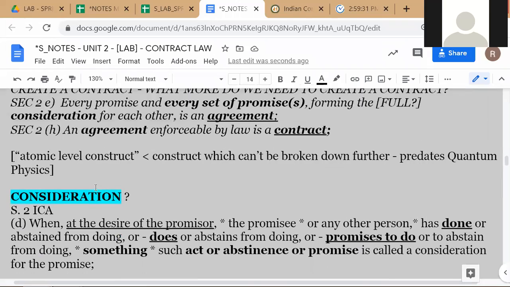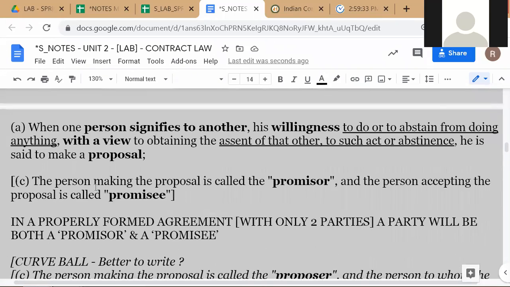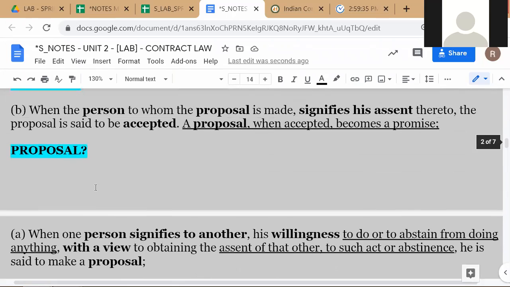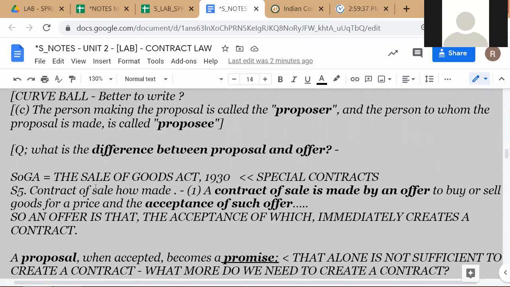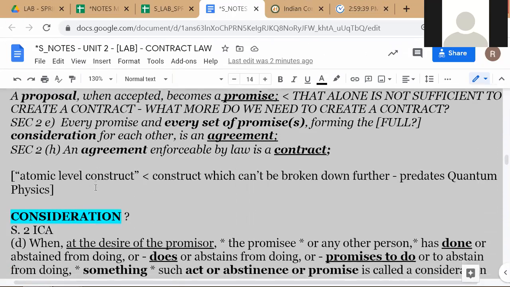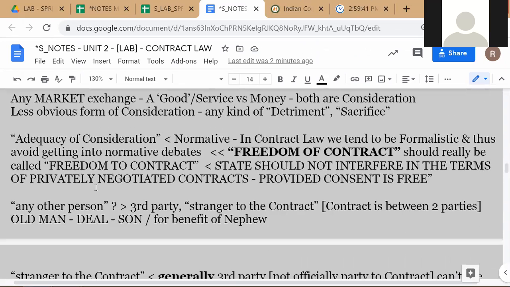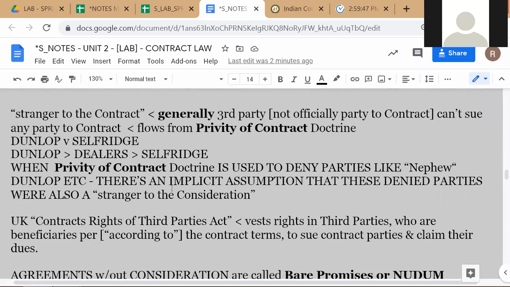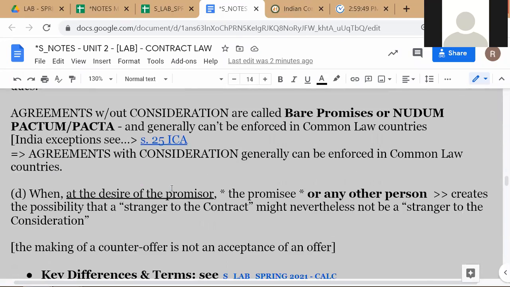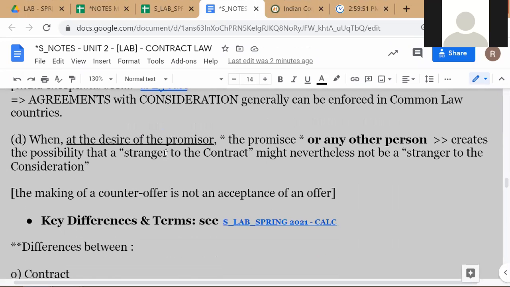So when you have these complicated ideas, this privity of contract doctrine was being applied to deny people like Dunlop, and there is an implicit assumption that because they are a stranger to the contract, they are also a stranger to the consideration. But clearly Section 2(d) has thought of certain scenarios where this might not be true. They may be a stranger to the contract, being this party, but they may still provide consideration for the promise. So this is important to learn.